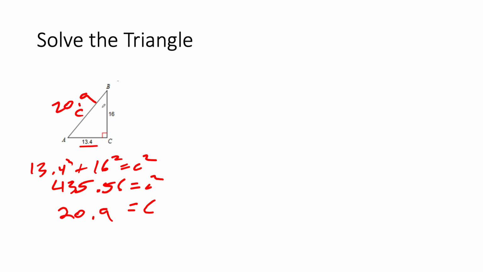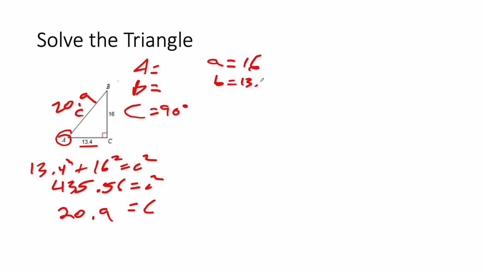If I was going to then find angle A, because now I've got big A is, I don't know, big B is, I don't know, big C is 90. Little a is across from big A, 16. Little b, 13.4. Little c is now 20.9. Again, we want to do this with SOHCAHTOA. I would do the sine of, oh no, I wouldn't do sine, because that was rounded. I would use the given values.